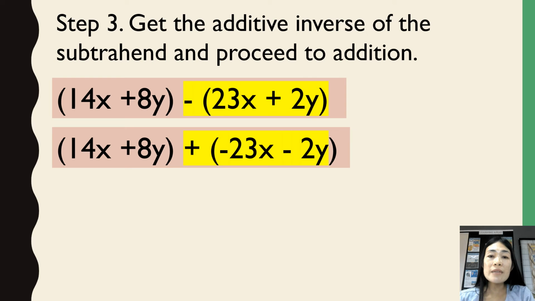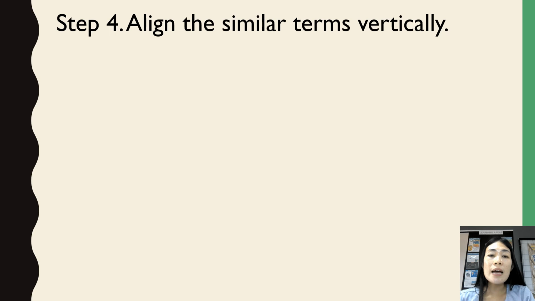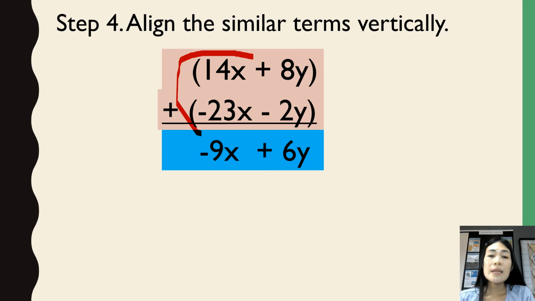Step 3 is to get the additive inverse of the subtrahend and proceed to addition. So this is the additive inverse of the subtrahend. Then 4, align the similar terms vertically. So you have to align them vertically. Then add 14x plus negative 23x. The answer is negative 9x. And 8y plus negative 2y, the answer is 6y. Therefore, the answer is the same, negative 9x plus 6y, as in our horizontal method.